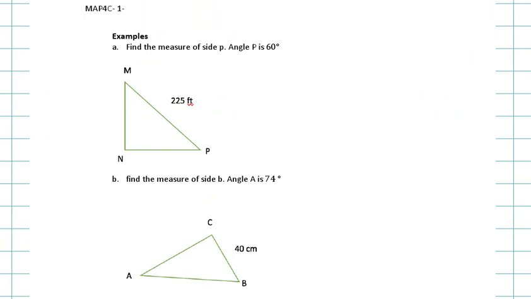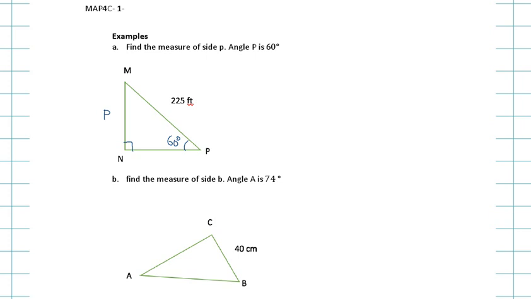What kind of triangle is this? Right angle. Angle P is 60, so I'm going to include it right here, and I need to find side P. Where's side P? This is side P. Good. Now, let's label our triangle with the magic letters O, A, and H. Where is your hypotenuse? That's right, 225 is your hypotenuse.